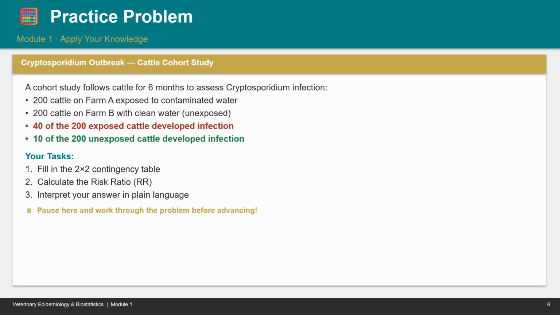All right, here's your practice problem. Take a moment to pause the video or work through this before moving to the next slide. We've got 200 cattle exposed to contaminated water, 200 cattle with clean water, 40 infections in the exposed group, and 10 in the unexposed group. Build your 2x2 table and calculate the risk ratio. Go ahead. I'll walk through the solution on the next slide.